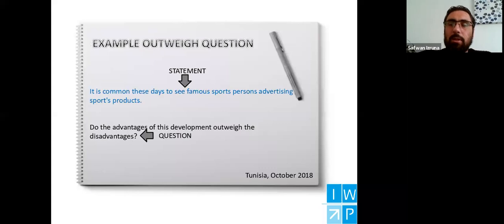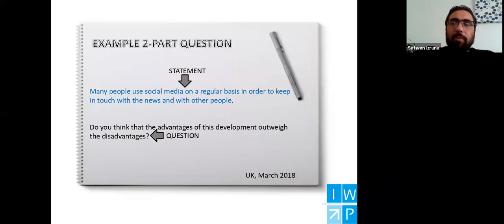Let's look at a couple. It's common these days to see famous sports persons advertising sports products. Do the advantages of this outweigh the disadvantages? Many people use social media on a regular basis in order to keep in touch with the news and with other people. Do you think that the advantages of this development outweigh the disadvantages?